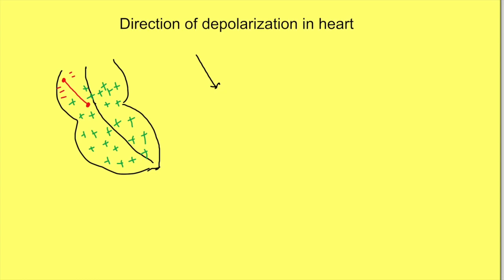The direction of the vector is taken from negative to positive. So slowly the whole atria gets depolarized. After a pause, the impulse travels via the bundle of His, and first there is depolarization of the ventricular septum from left to right. Then the impulse moves downwards to the apex.